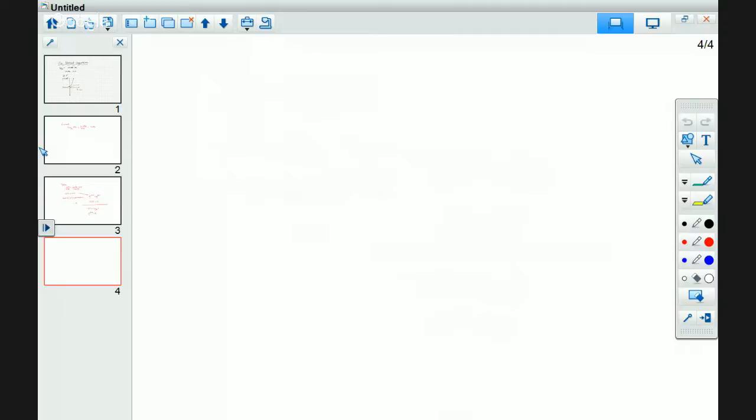Let's try another one. You can solve this using log naturals or log base other, or you can graph it. So let's try it algebraically, then we'll try it graphically.